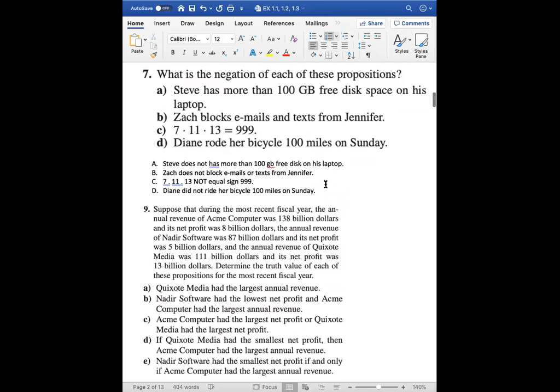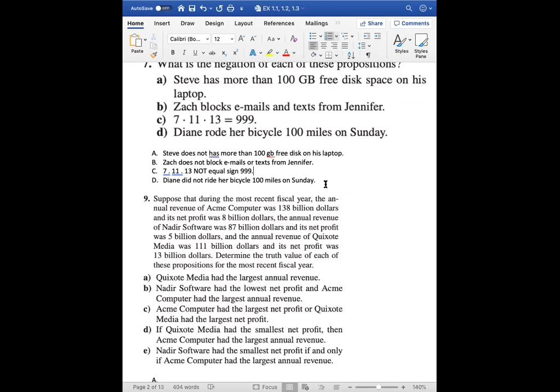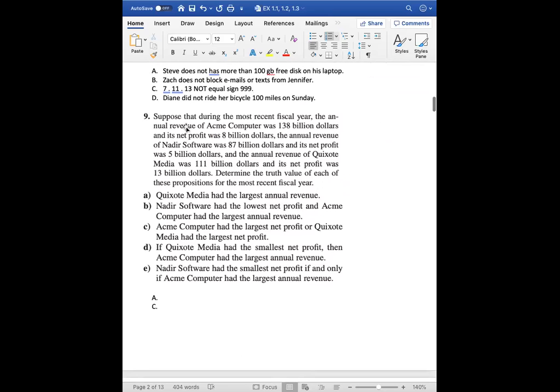Okay, moving forward. Question 9. So this is a big question. Suppose that during the most recent fiscal year, I'll just give you guys a few minutes to read the question and understand the subtasks here.